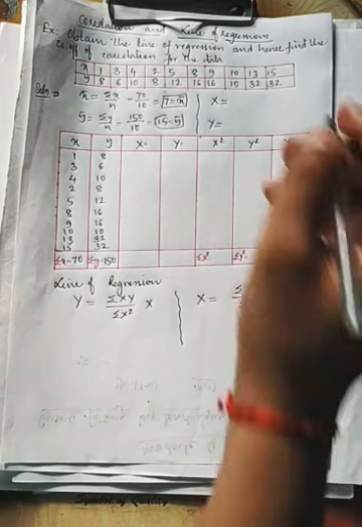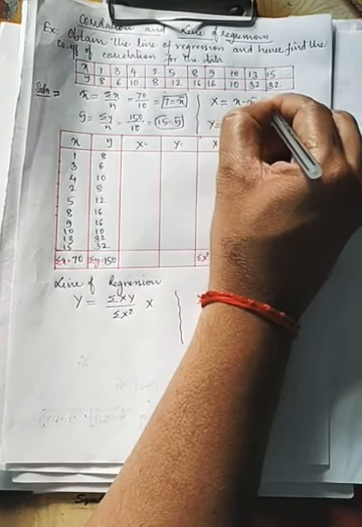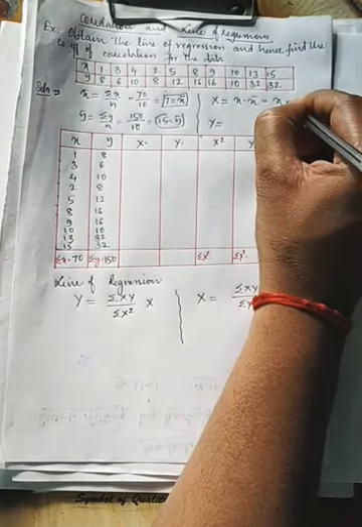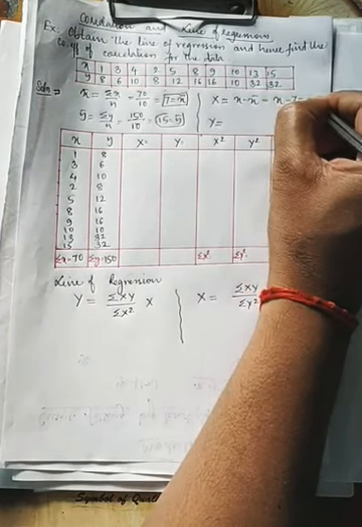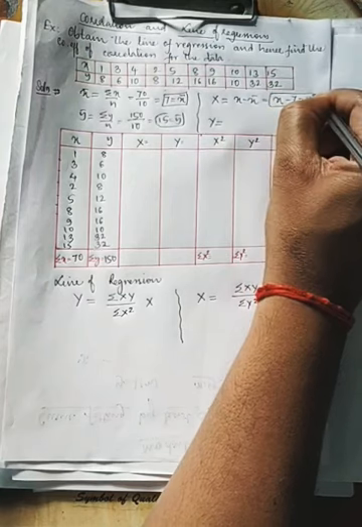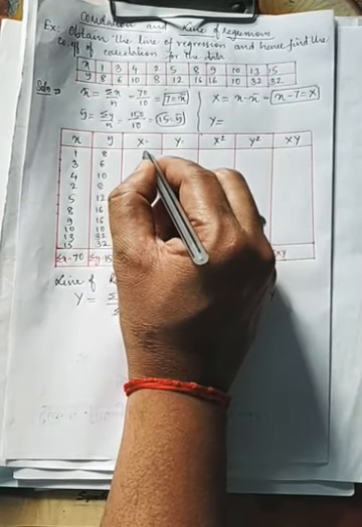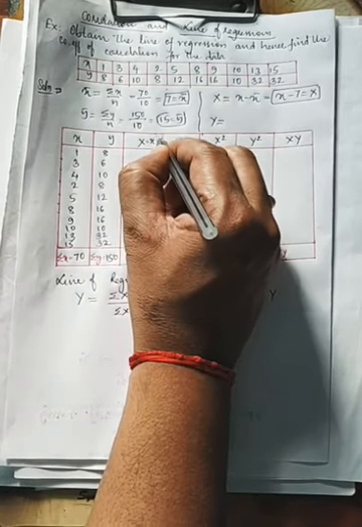Then what is capital X? Capital X is nothing but X minus X bar. We all know this. X you write as it is, that we don't know. Then minus X bar. What is X bar now? 7. So this is the value of capital X. That I'll write down here. We need to tabulate capital X also. That is nothing but X minus 7.